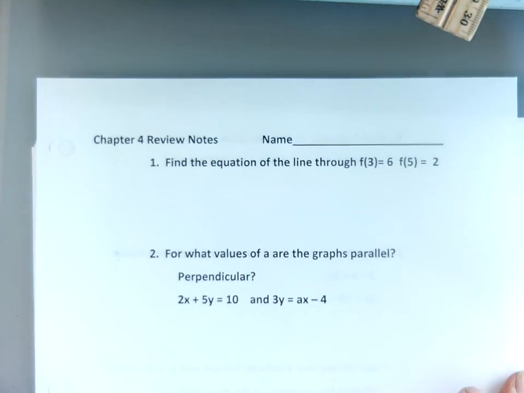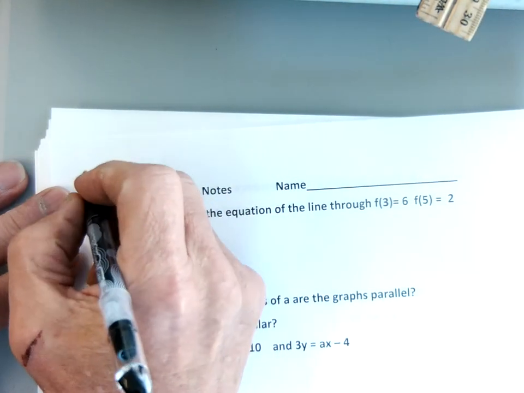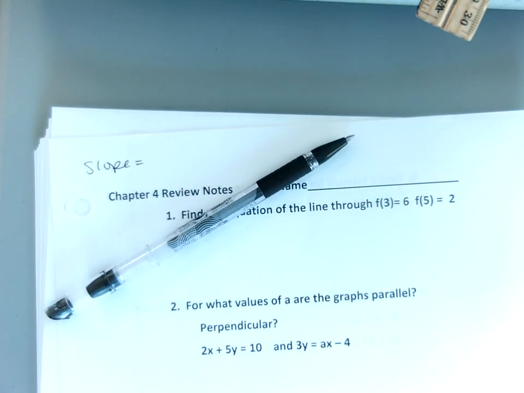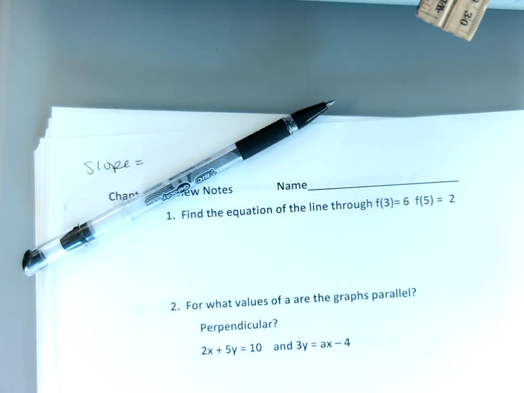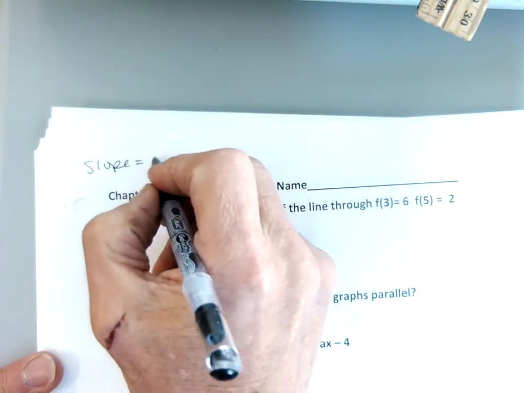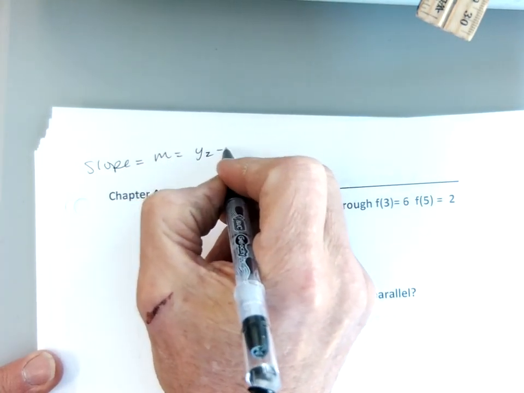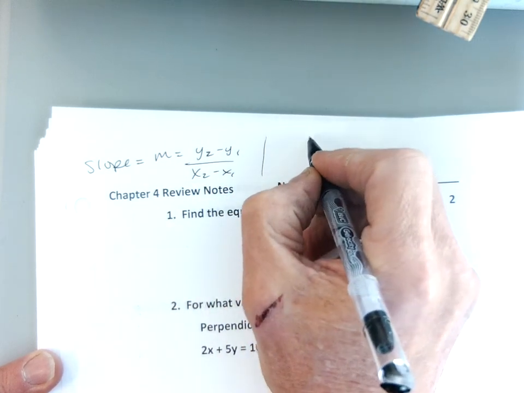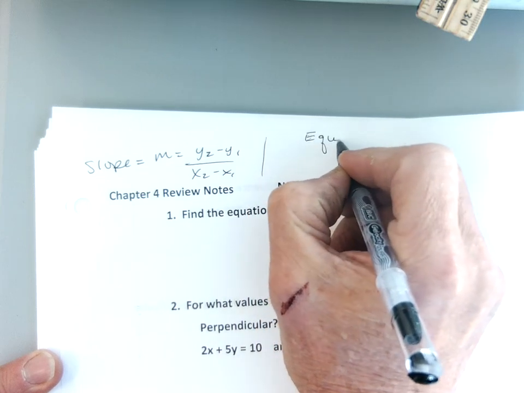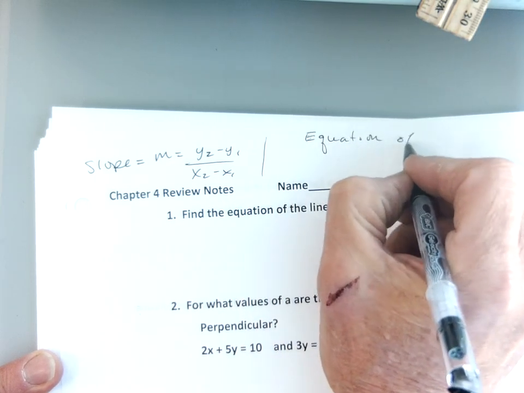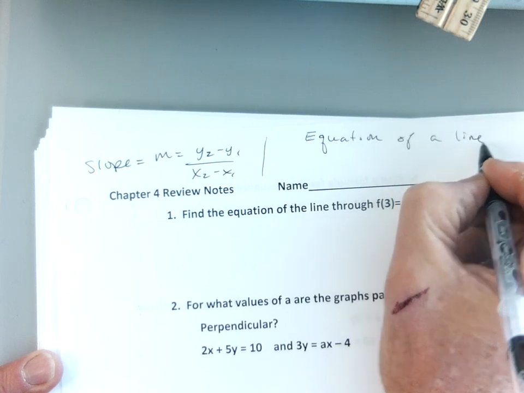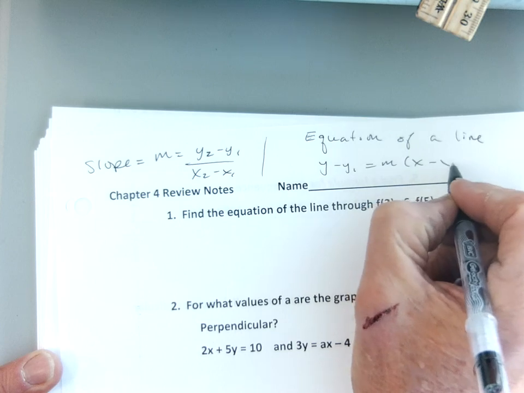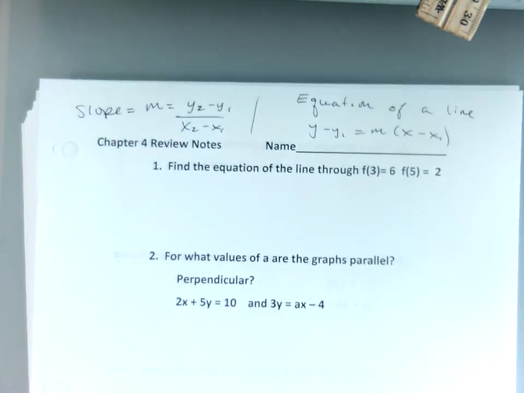Write this down. First of all, write down slope. Slope equals... Slope is m, which is y2 minus y1 over x2 minus x1. And you also need the equation of a line. Write this down, and that is our y minus y1 equals m times x minus x1. We need those two formulas to do this chapter, okay?